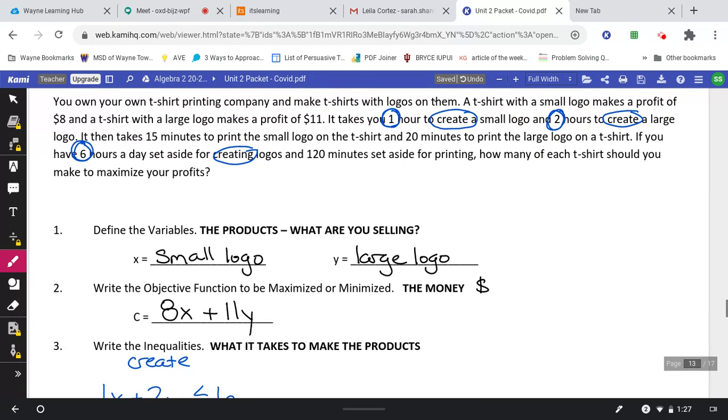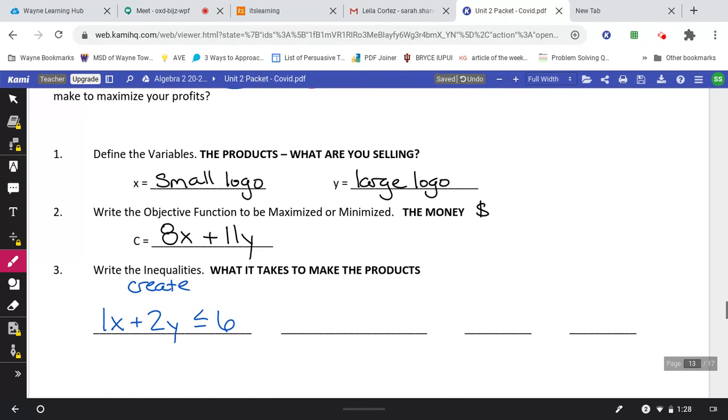All right, let's look for our next word. Our next process looks like it's going to have to be printing. I see a lot of words that have to do with printing. So it takes 15 minutes to print, 20 minutes to print, and 120 minutes for printing. So 15, 20, and 120 will make my second equation that has to do with printing: 15x plus 20y is less than or equal to 120.